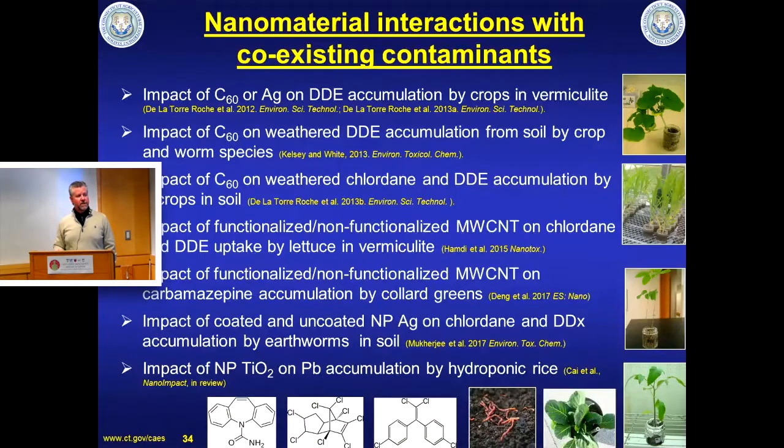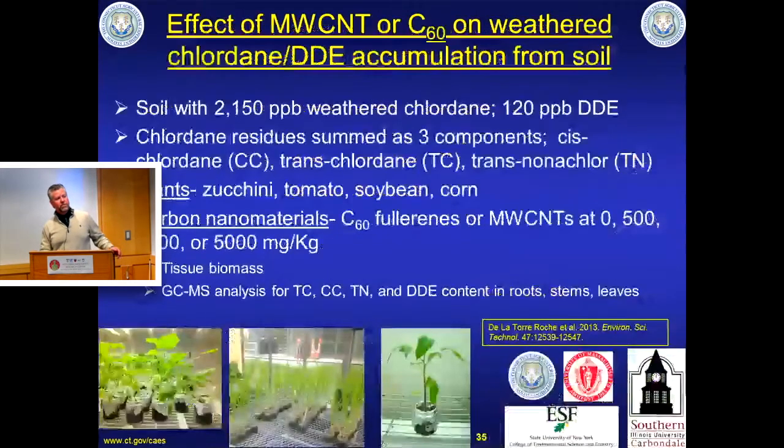It depends on the species of plant you're using, but the interactions are important. So I'll just show you two experiments to kind of convey this point, maybe three experiments. This was one of our interesting ones. We actually published it in 2013. This was a soil that was contaminated with weathered chlordane at about 2 ppm. And chlordane, we quantify as three separate components.